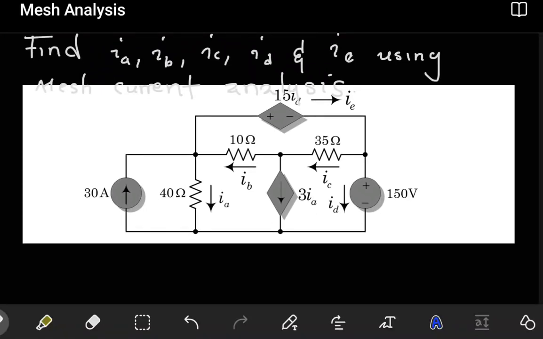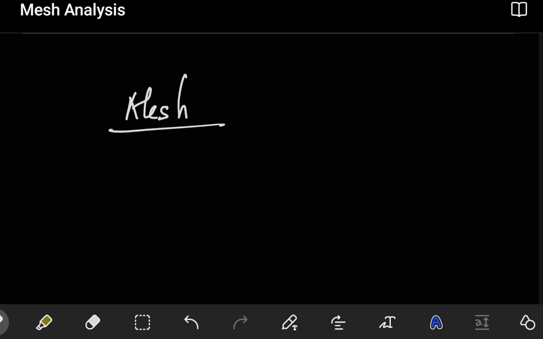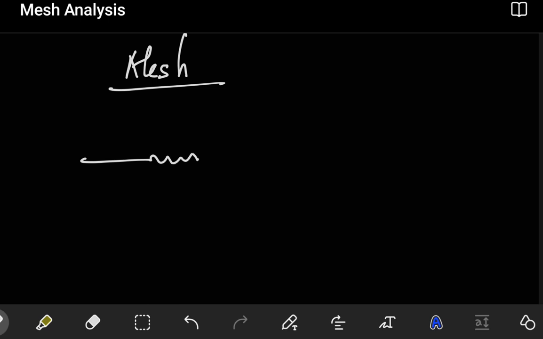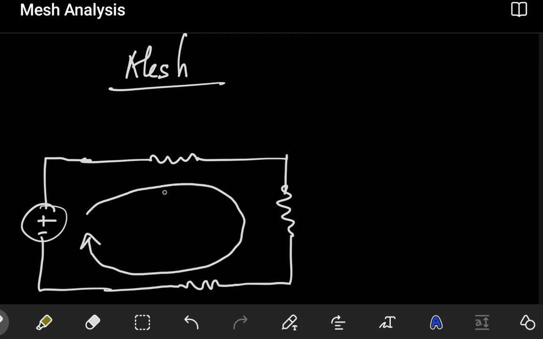What is mesh analysis? Let's start with what a mesh is. Well, a mesh is basically just a loop, but a loop that doesn't have any other loop inside. So in a circuit you can have something like this, where maybe this is a power source somewhere here. So this can be considered to be a loop. But if your loop doesn't contain any other loop inside, then it will be considered a mesh as well.